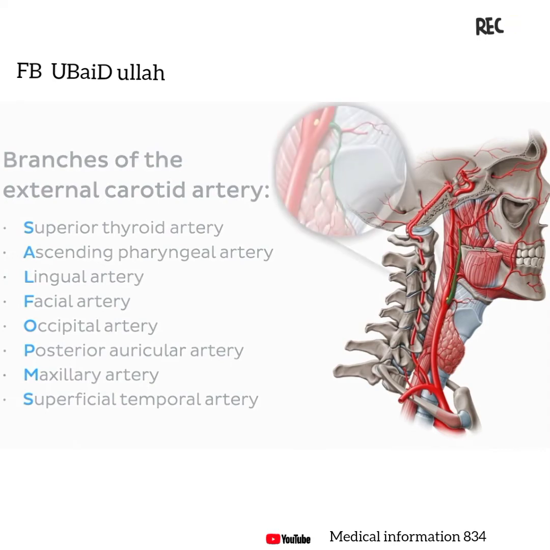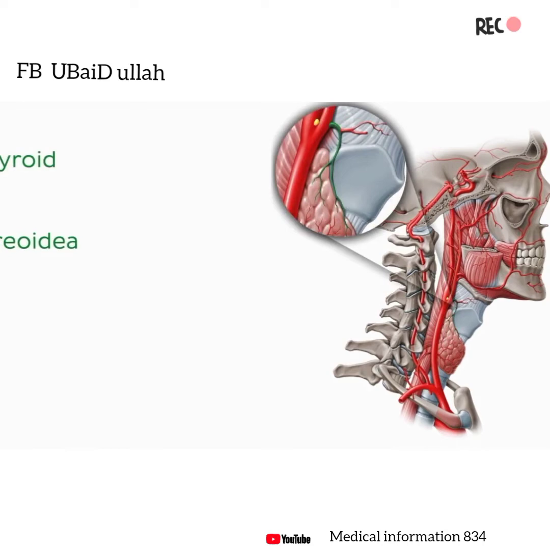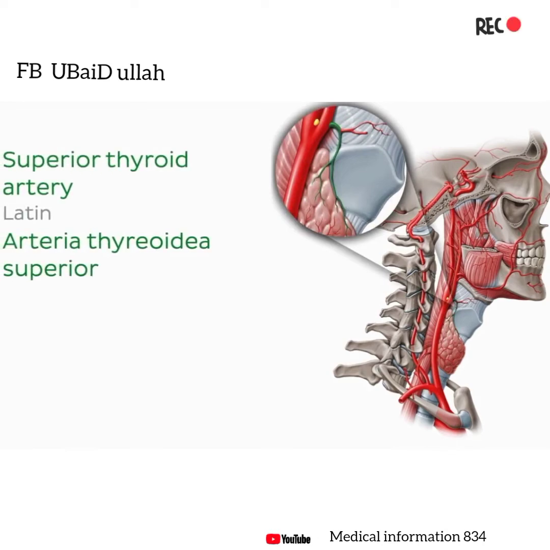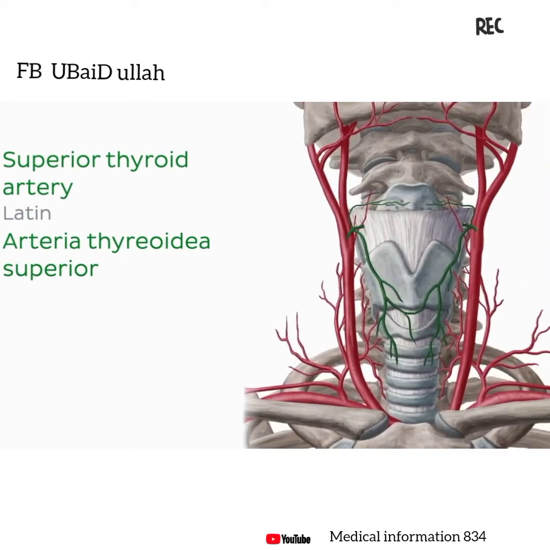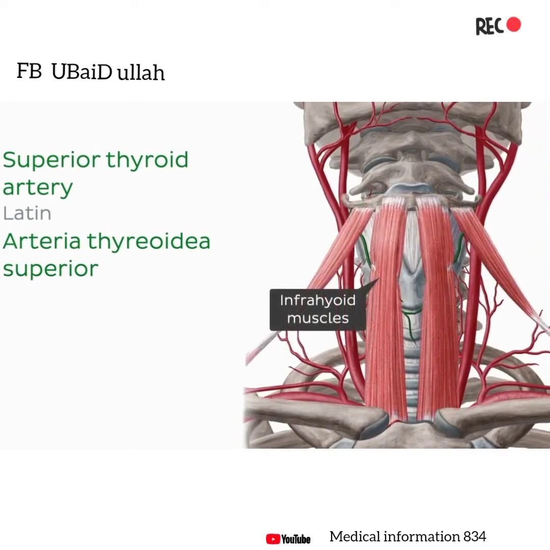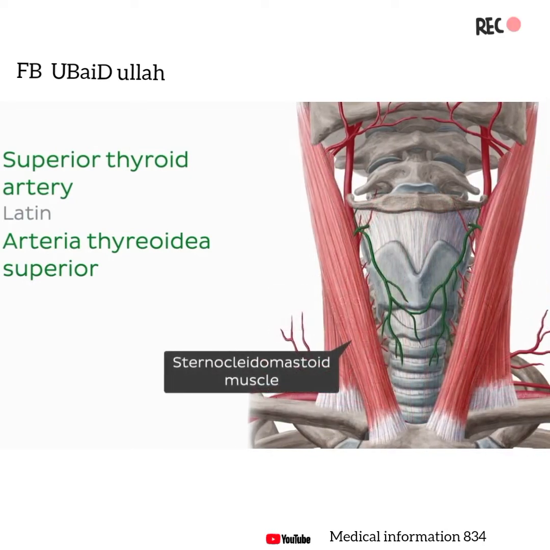So now let's look at these branches, beginning first with the superior thyroid artery, seen here highlighted in green. This artery arises from the external carotid artery at about the level of the hyoid bone. It makes its way inferiorly to the superior portion of the thyroid gland, giving off branches along its course that go on to supply the infrahyoid muscles and the sternocleidomastoid muscle.